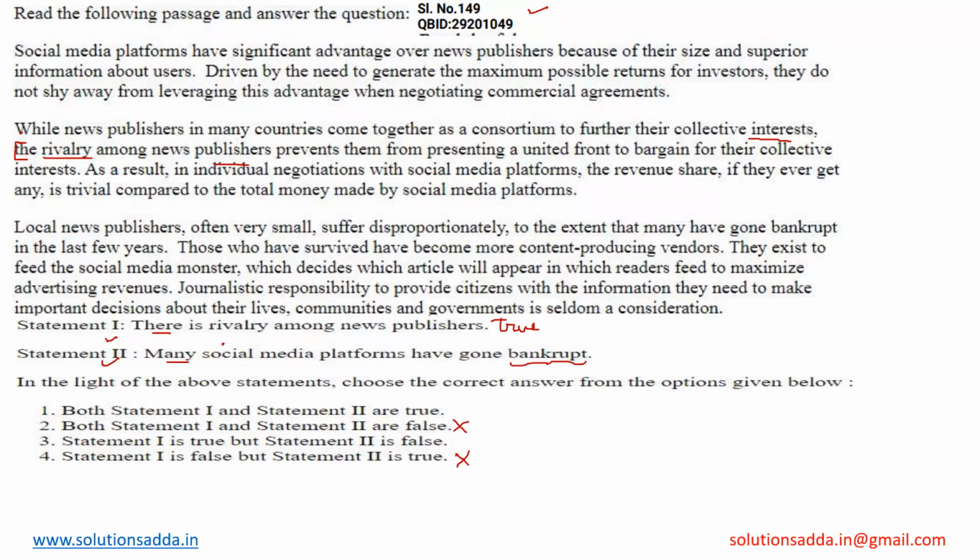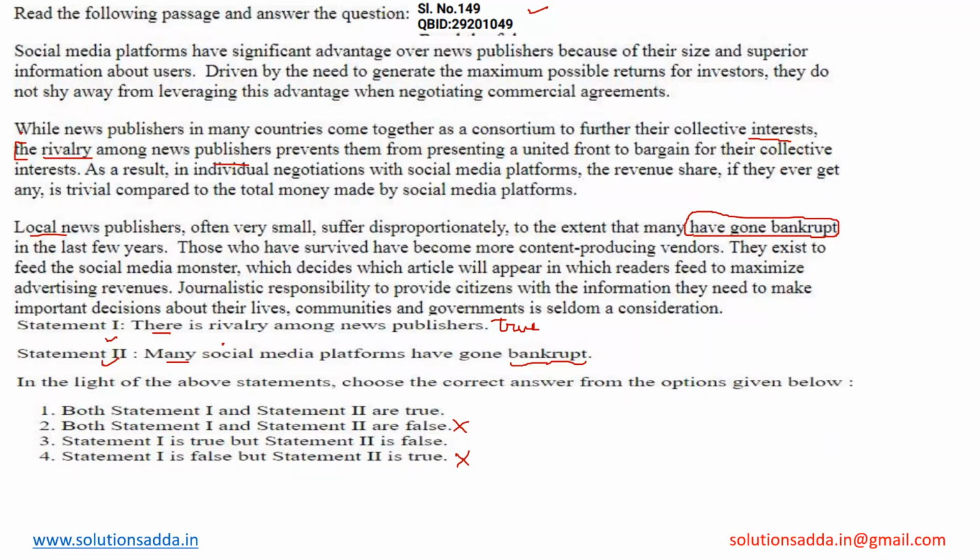Now, we know that social media platforms are growing day by day, so they are not going to be bankrupt, at least for now. But on the observation of this paragraph, we may observe that many news publishers have gone bankrupt. For the sake of proof, let's read the third paragraph's first line: whereas local news publishers, often very small, suffer disproportionately, to the extent that many have gone bankrupt. So it is clearly written that local newspapers have gone bankrupt.